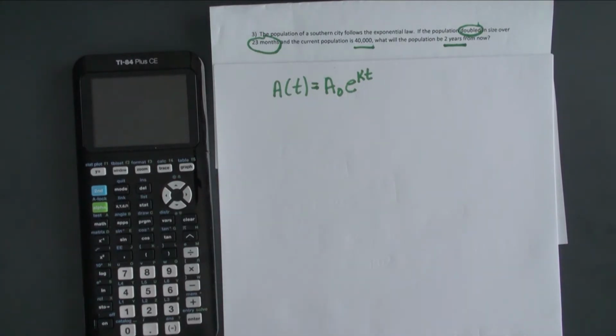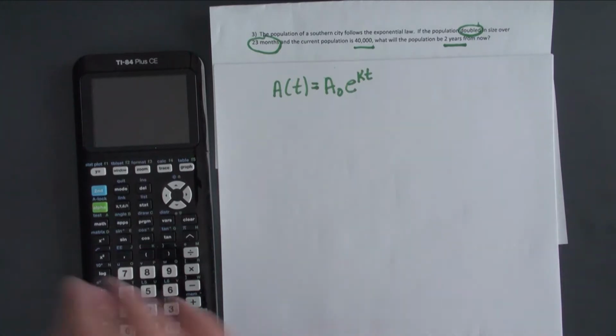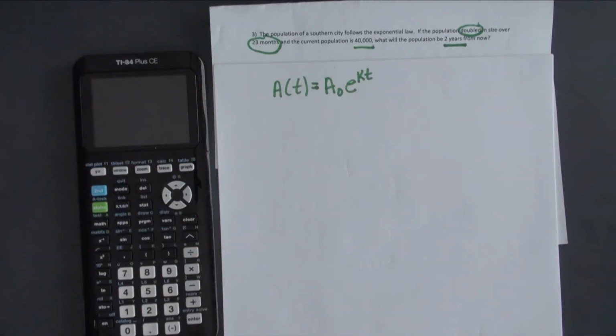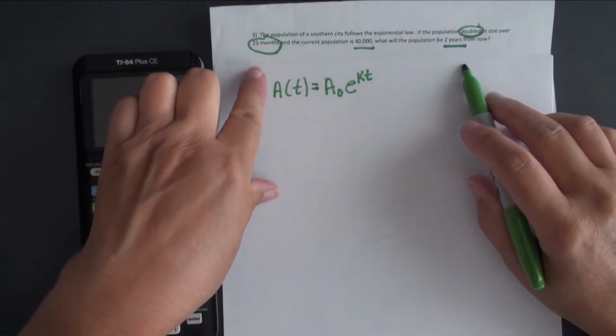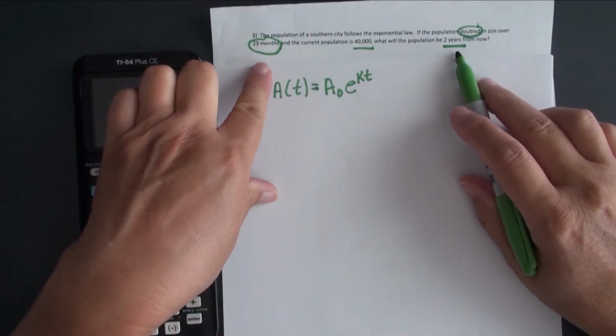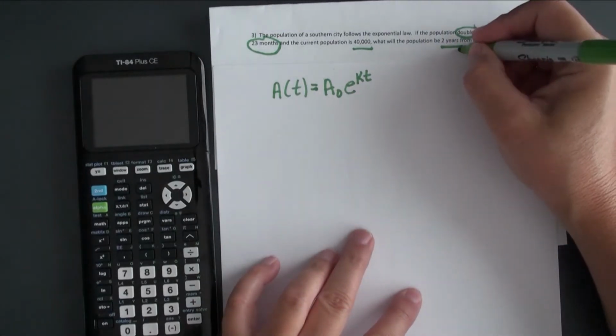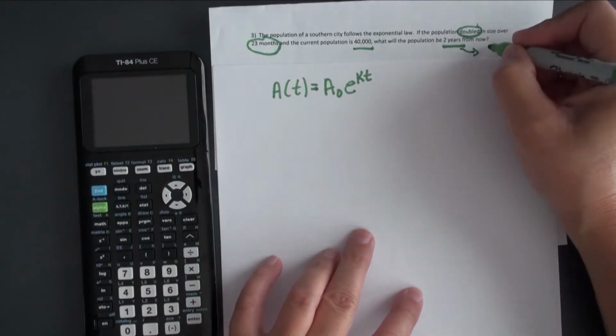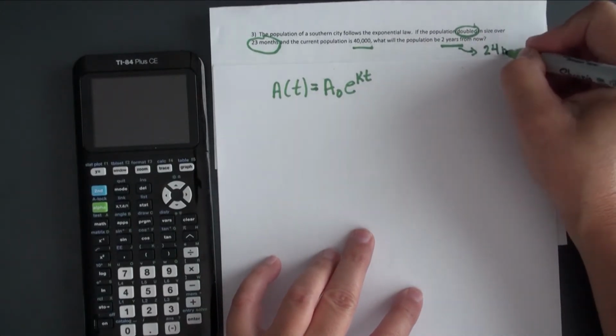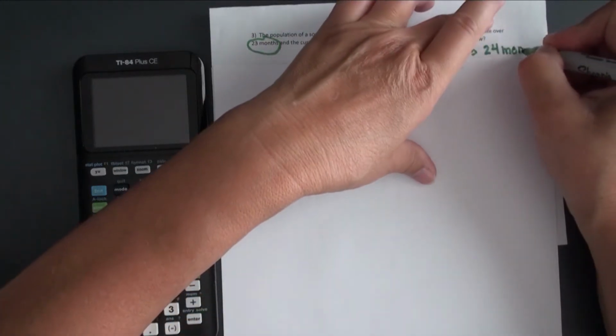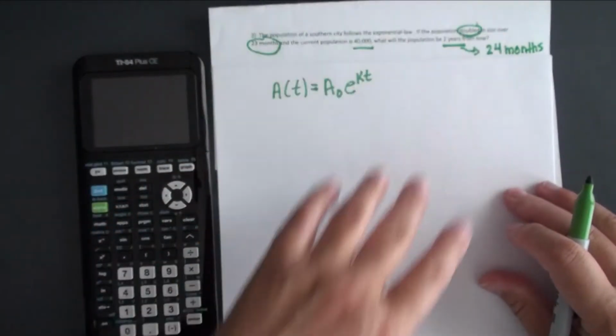Now, the first thing that you need to recognize is that we are given some information about the time. One of them is 23 months, and the other one is 2 years. So in order to work this problem, we need to either work in years or months. I'm going to change 2 years to 24 months because there are 12 months in a year.